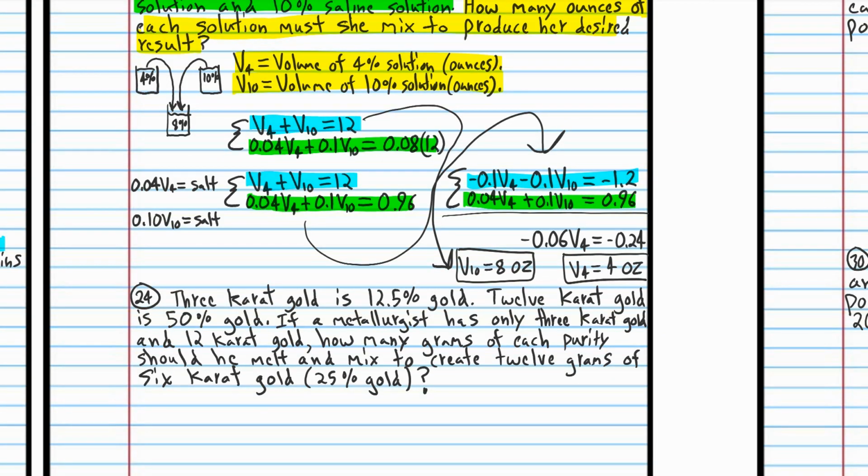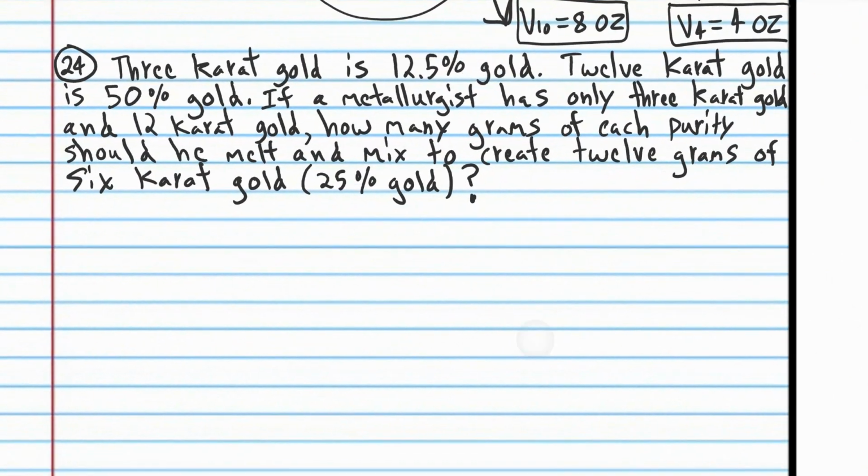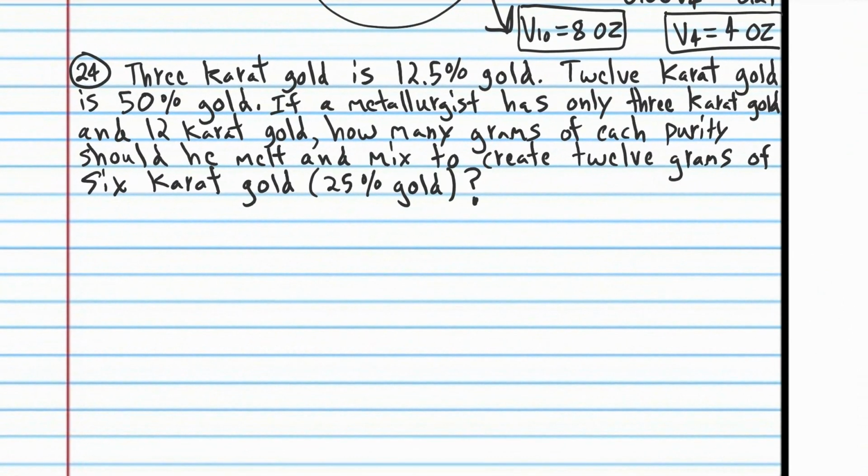So let's try one more of these before you try one on your own. 3 karat gold is 12.5% gold. 12 karat gold is 50% gold. If a metallurgist has only 3 karat gold and 12 karat gold, how many grams of each purity should he melt and mix to create 12 grams of 6 karat gold, which is 25%? So again, it's the same type of problem. You're just taking two things and mixing them together.